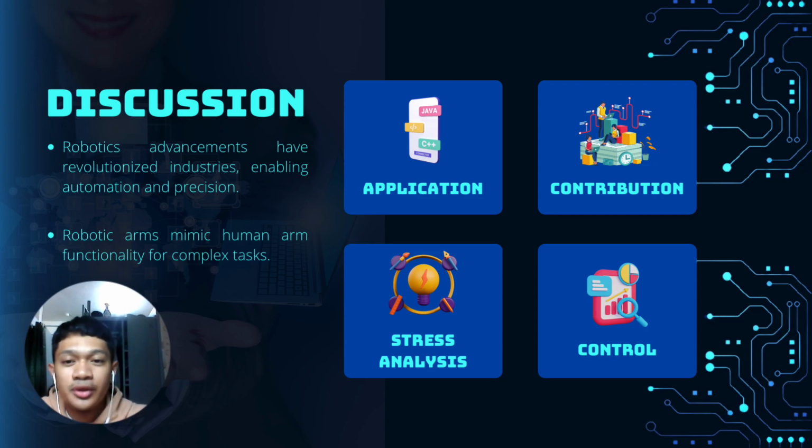In general, robotic advancements have revolutionized the industries, enabling automation and precision. This is a very crucial part in the industries because precision is what we aim for to get the best quality of the product. I will divide this discussion part into four categories, which are first application, contribution, stress analysis, and also control.